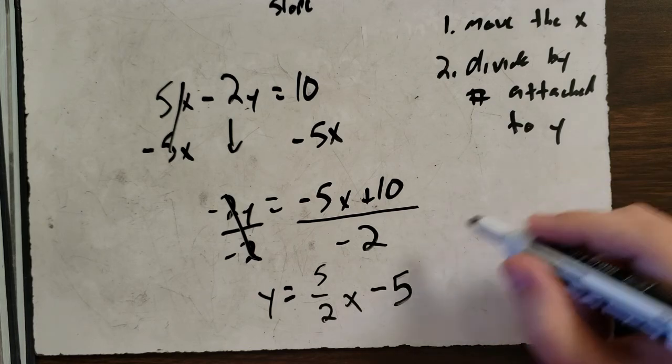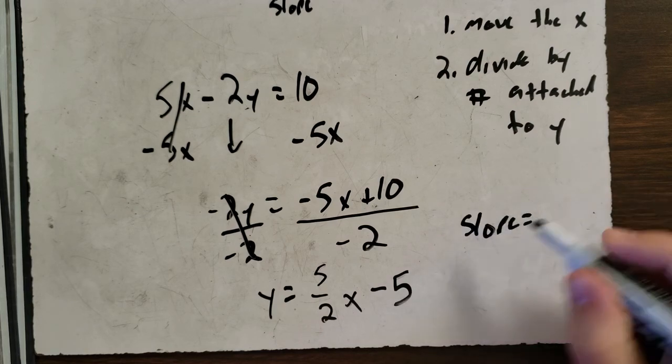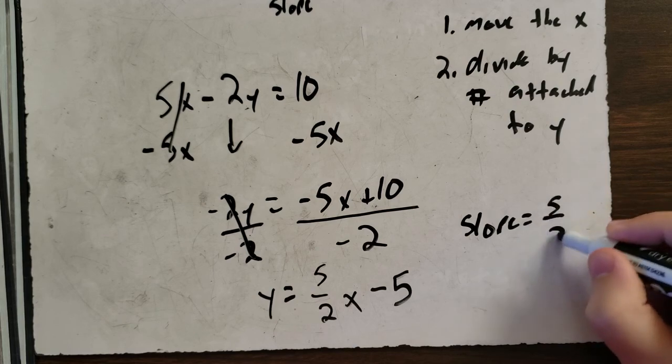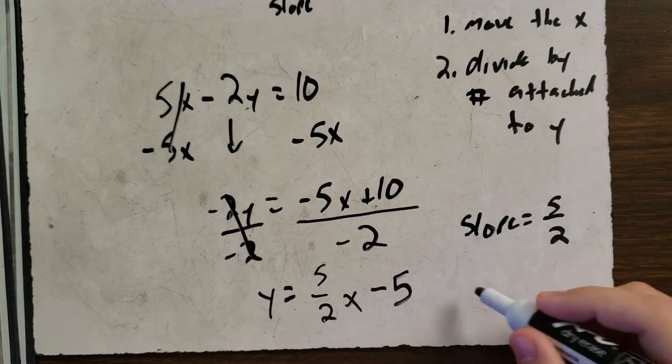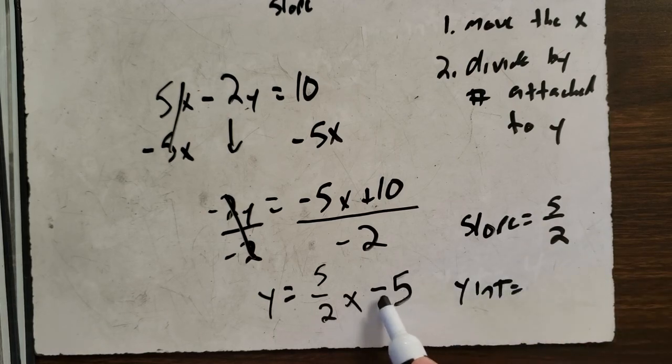So now our y's by itself, so our slope, what's attached to our x? 5 over 2. That's a fraction. We just leave it as a fraction. Don't freak out about it. It's just a fraction. We just leave it like that. It'll make sense in the next video. And our y-intercept would be negative 5. Okay, and that's all there is to it.